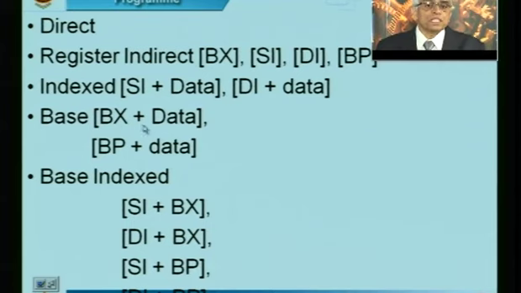When you talk about the BX register, we add the base register BX plus 8 bit or 16 bit of data, and BP with 8 bit or 16 bit data. So we have a combination of registers which are added to get the required result. The other option is base index, where both the base register and index register can be added to get the required address. So BX is added to SI, or BX is added to DI, or BP is added to SI, and BP is added to DI.